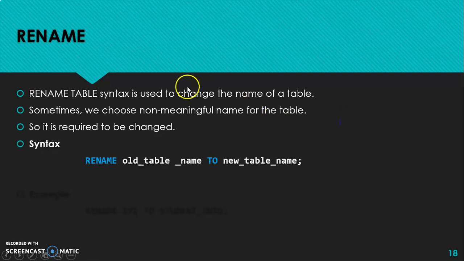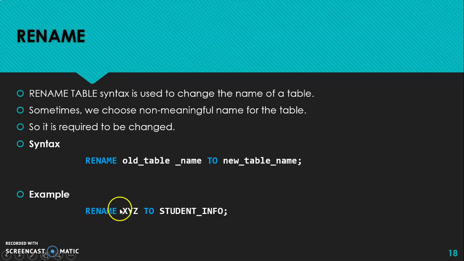Syntax is very simple. Rename the old table name, that is the existing table name, to the new table name, the name that you want to give to the table. So for example, initially while creating a table I have given the name XYZ. Now I think there is a need to change this name, so rename XYZ to say student info. So this will be the new name of the table.